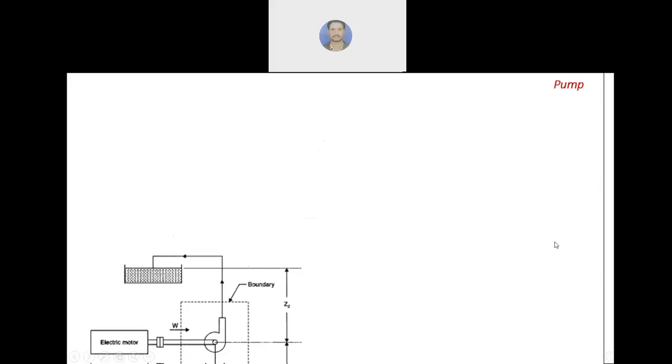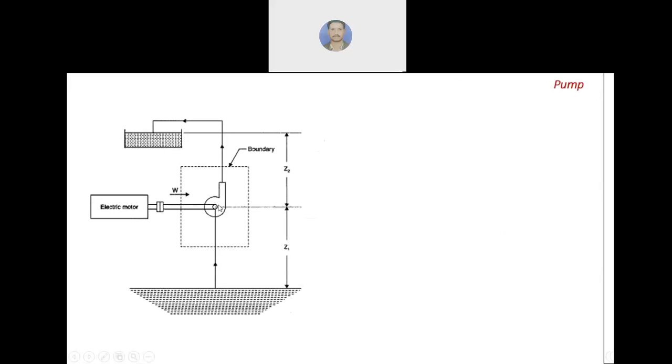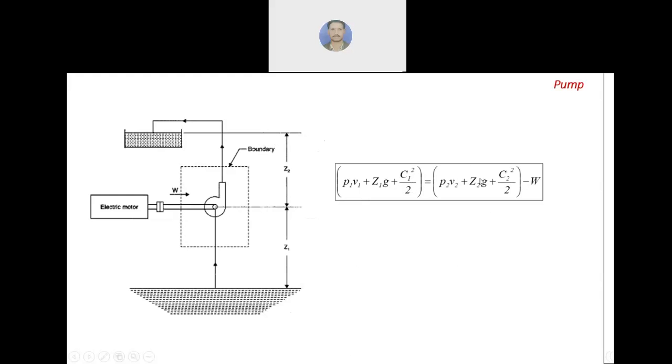Next, pump. This is the pump. What is the pump? It consumes power and throws liquid from one height to another height. You can see here, this is Z1 and from here Z2. It is taking water from this side and throwing it to this side. So this is the formula, and as I told you, because it is consuming work, it is minus W. So this is the expression. I hope you note down all these things. I hope these things are clear.